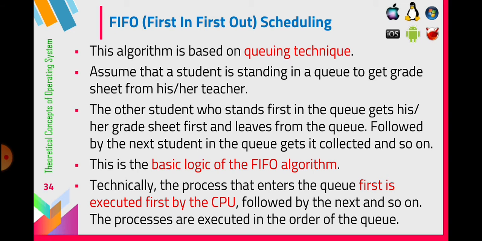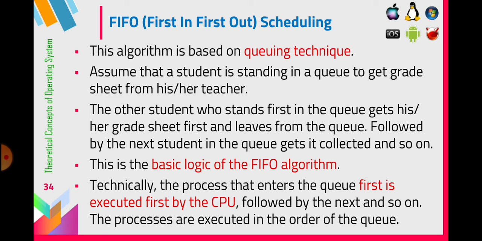Whoever is standing in the queue first, that student submits their notebook first, and then the next one. One after another, in the sequence order in which they are standing, that same order they submit the notebook. In the same way, the order in which the processes enter the CPU is the order in which they are executed. That is known as FIFO, first in first out. This is the basic logic of the FIFO algorithm.